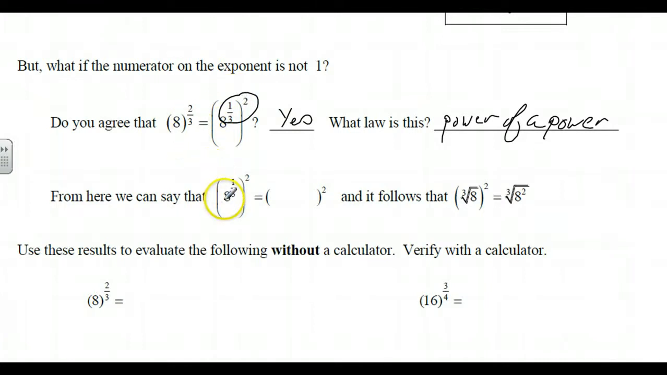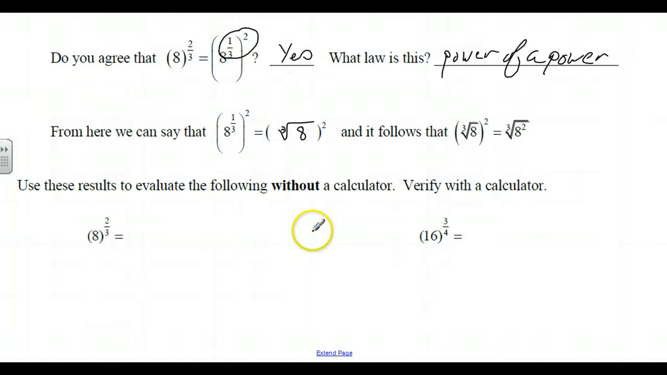So from here, we can say that 8 to the 1/3 squared, well, 8 to the 1/3 can also be written as a cube root. That's supposed to be a 3. And it follows that the cube root of 8, squared, is the same as the cube root of 8 squared. Now, that sounds the same, but I mean the square of the quantity, which is the cube root of 8, is the same as the cube root of 8 squared. Square the 8 first, then do the cube root, or do the cube root first and then square.